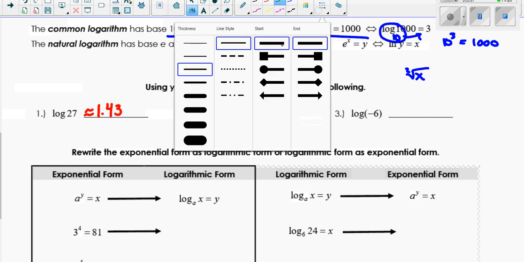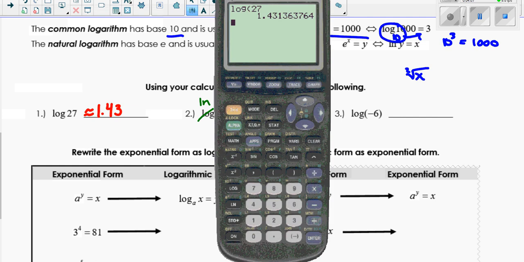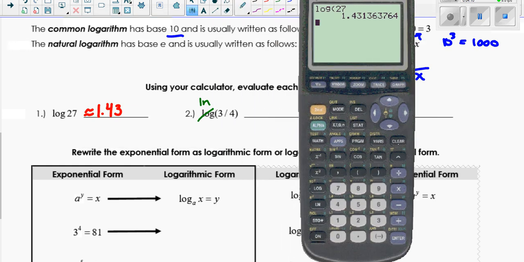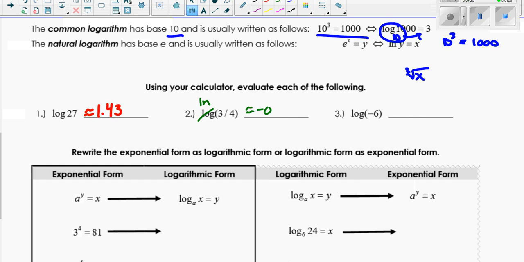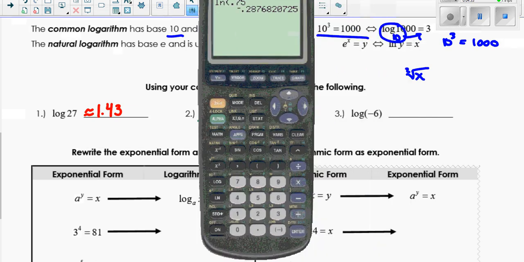Okay. In the next one, I actually want you to cross off this log, and I want you to write LN, which stands for natural log. Natural log and log, the nice thing about them is they hold the same properties, but they do give you different values. So in the calculator, natural log is below log, so you want it to say LN, and then you can either put 3 divided by 4 or 0.75, and notice that you get negative 0.29. So about negative 0.29.